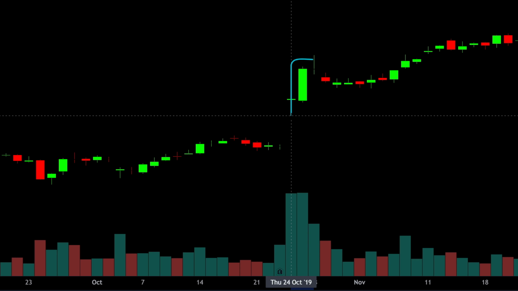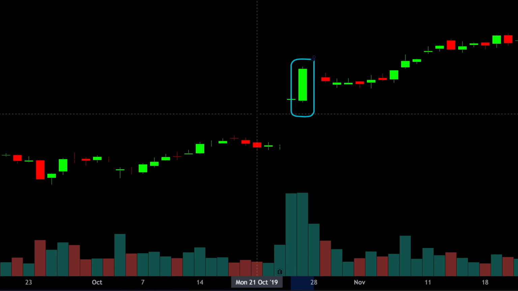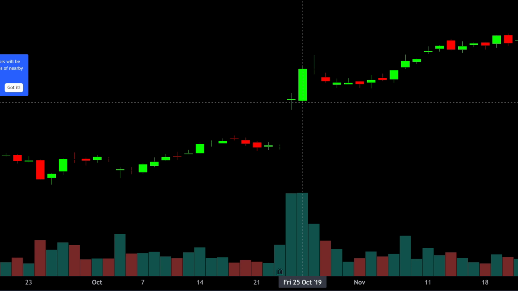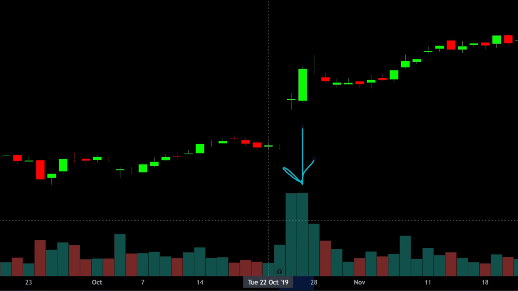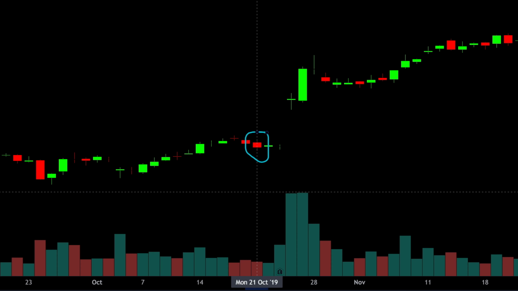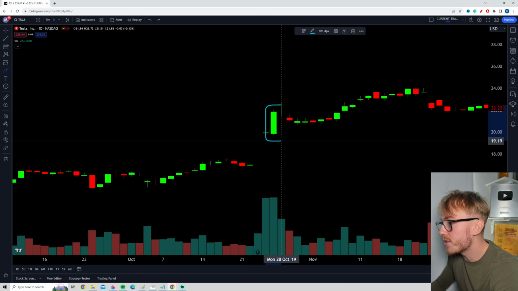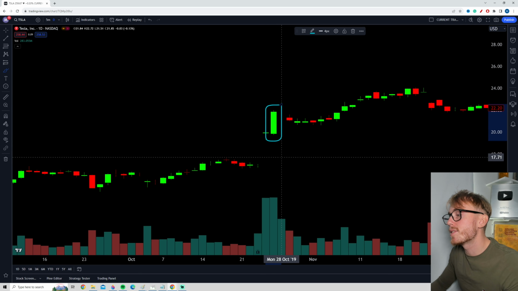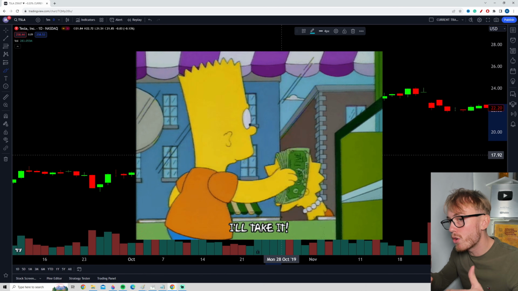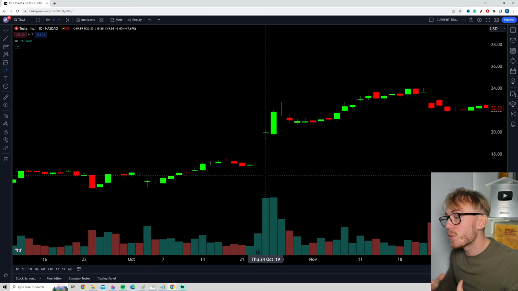The color of the volume bar will be the same color as the candle. So if we have a green candle, meaning that the price has increased during the day, we will have a green volume bar, and if we have a red candle, meaning that the price has decreased during the day, we will have a red volume bar. When we have a green day, you can think about the volume as how many buyers are supporting the move. Or in other words, you can think about it as buying interest.